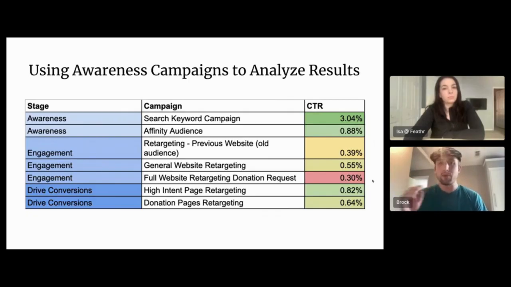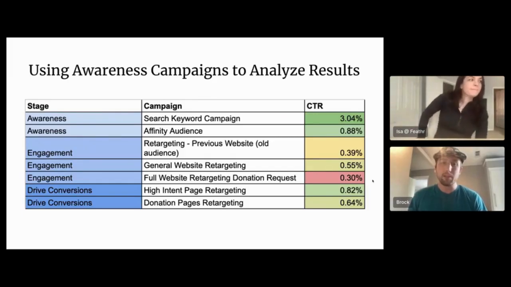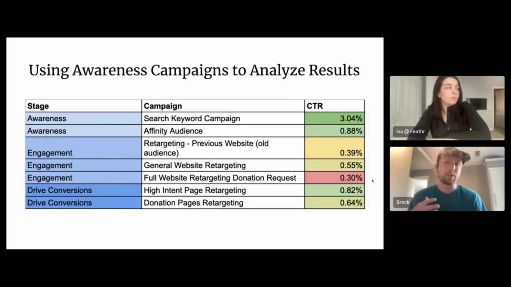So without having the awareness in here, I would have looked at the engagement and conversions and said, yeah, this looks fine. 0.3% click-through rate for the full website retargeting donation request is not the greatest, but it's okay. It's raising a little bit of a red flag, but it's not something you should ring the alarm for. And having a decent click-through rate of 0.64, 0.82, those are pretty good click-through rates for actual donation requests for people who are more highly engaged with the website. That's way down at the bottom.